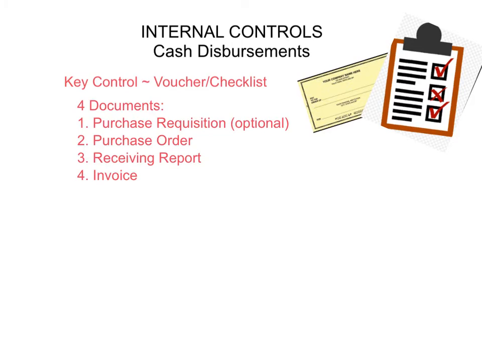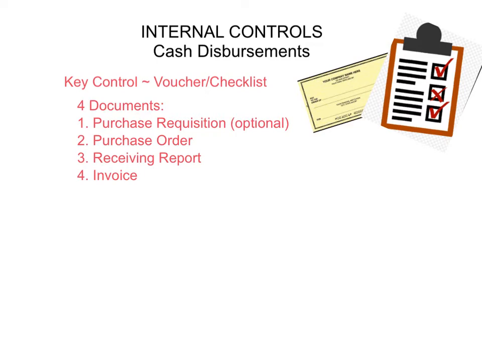The key control over cash disbursements is generally called a voucher system or a checklist, which ensures that we have proper documentation before any business check is cut.